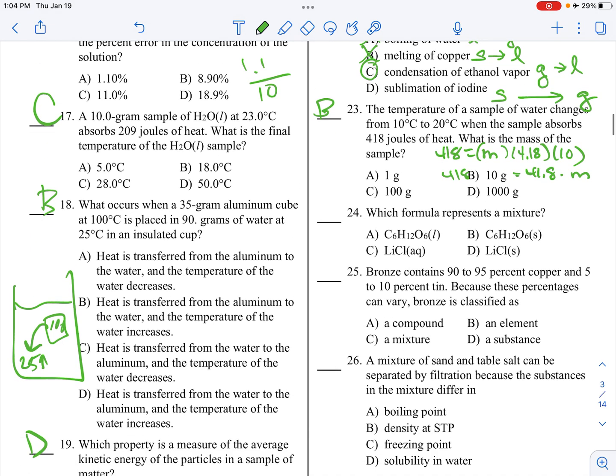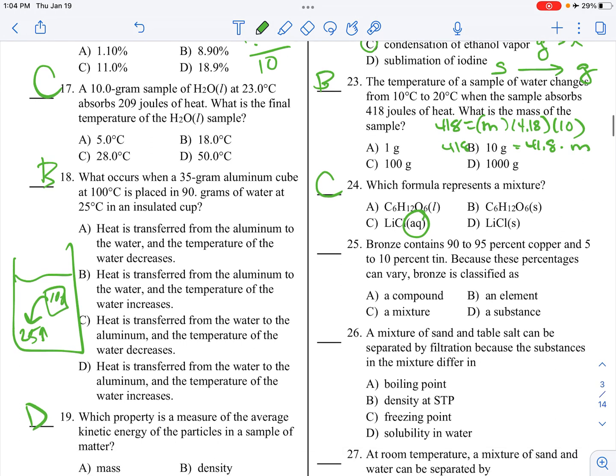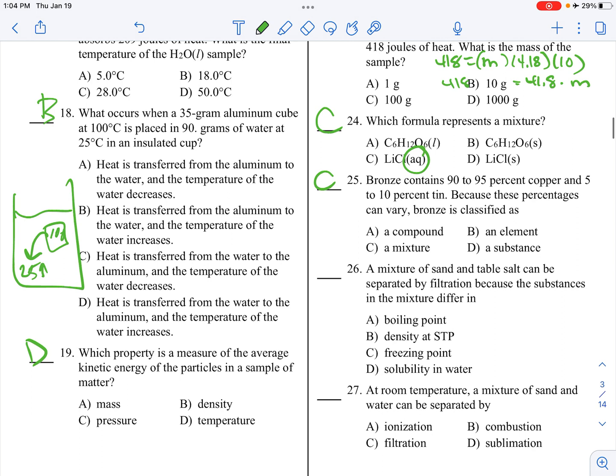Which is a mixture? Aqueous, because that means dissolved in water. Everything else is pure throughout. Bronze contains 90 to 95% copper, 5 to 10% tin. Because these percentages can vary, bronze is classified as a mixture. If it was a compound or an element, it would be considered a pure substance, and substances have definite formulas. Mixtures can vary.